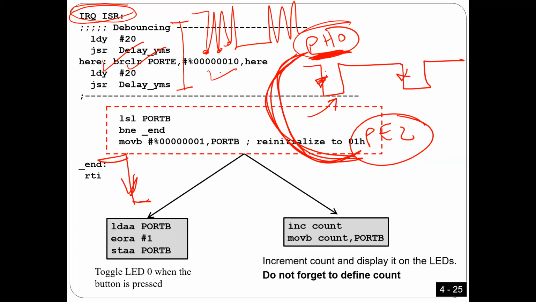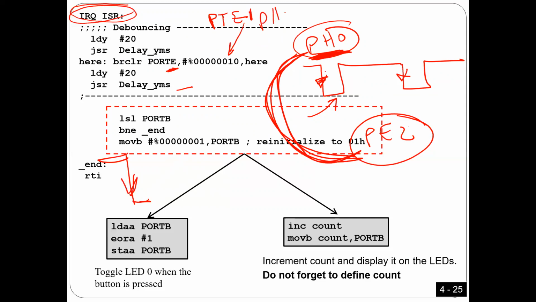Here in this interrupt, you can work on PTE1, or you can work on PTH0, any one of them, because they are the same. You connect a wire, so any one of them should be okay. So this part is just for debouncing. And now you are going to shift port B. If port B is not 0, I'm done, and I come to here so that I return back.